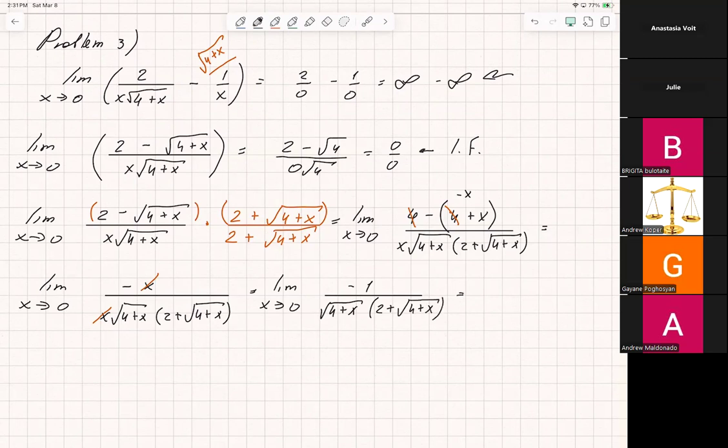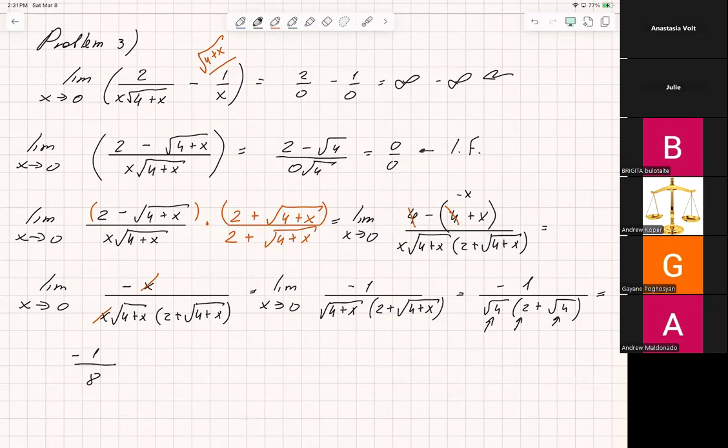Now I think there will be no problems with the 0 because we have plus everywhere, so it should be a positive value for the denominator. So we plug in 0 into the denominator, we have negative 1 over square root of 4 times 2 plus square root of 4, so this is 2, this is 2, this is 2, so 2 plus 2, 4, times 2 is 8. So the answer will be negative 1 over 8. Okay?